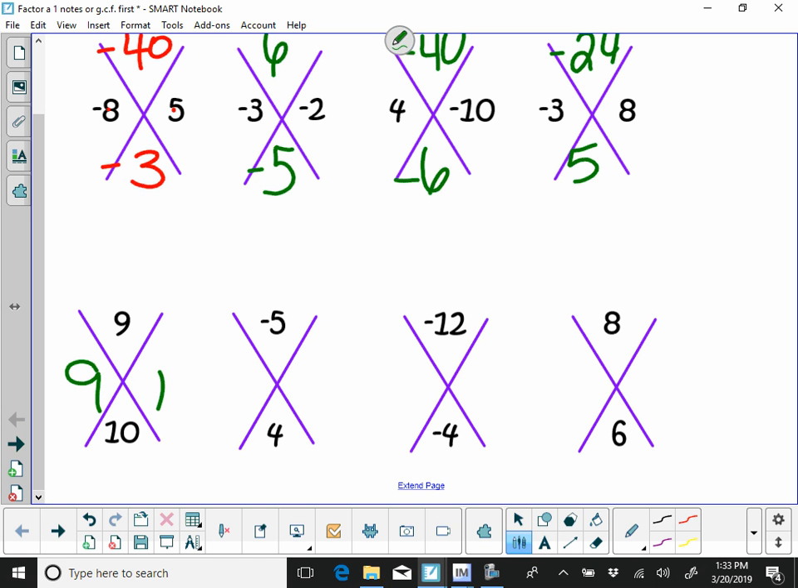Got to multiply to give me negative 5 and add to give me positive 4. What's the only thing that multiplies to give me 5? 5 and 1, right? So which one should be negative for me to have a positive 4? 1. 5 minus 1 is positive 4. If I put the negative on the 5, that gives me a negative 4. So there's only one right answer for every one of these problems. Okay?